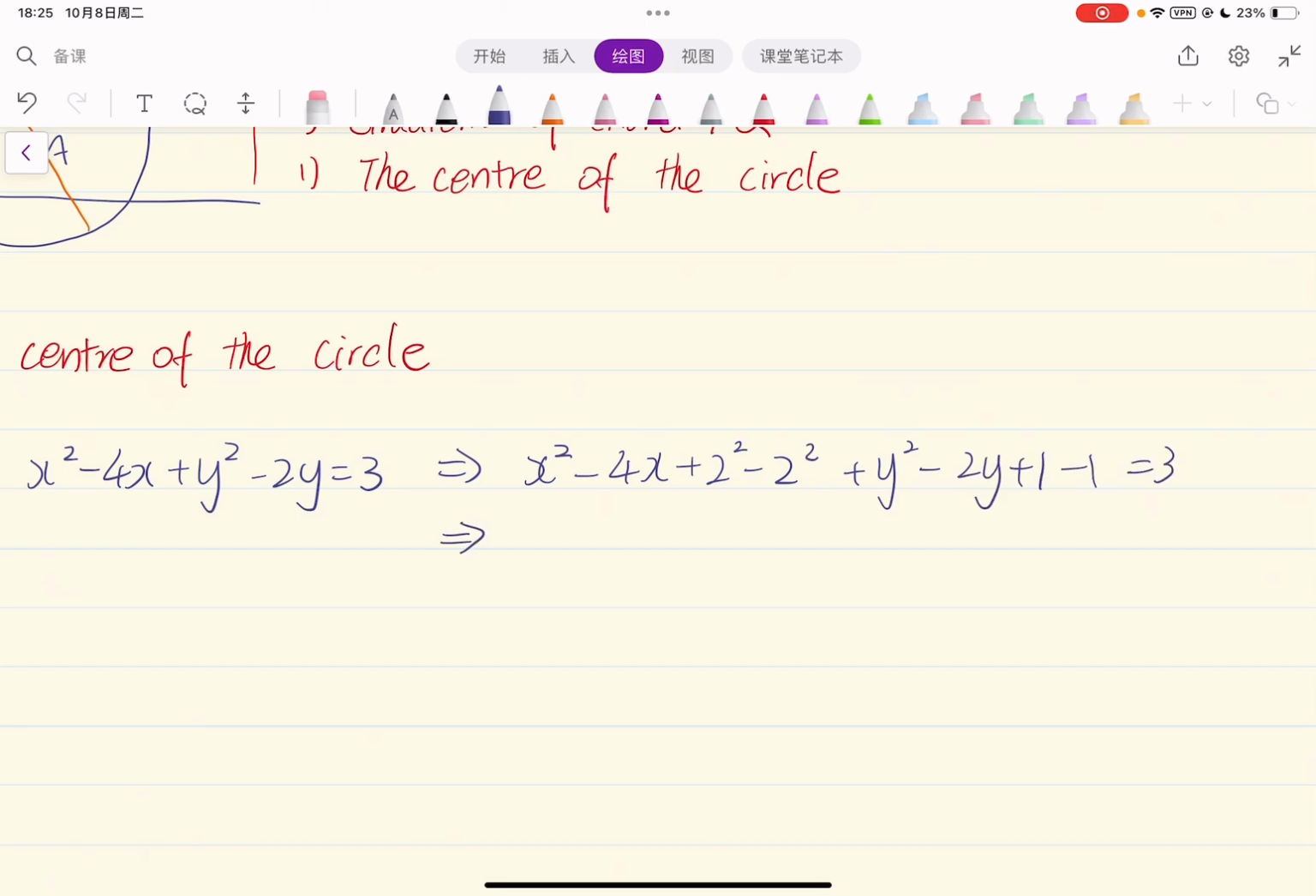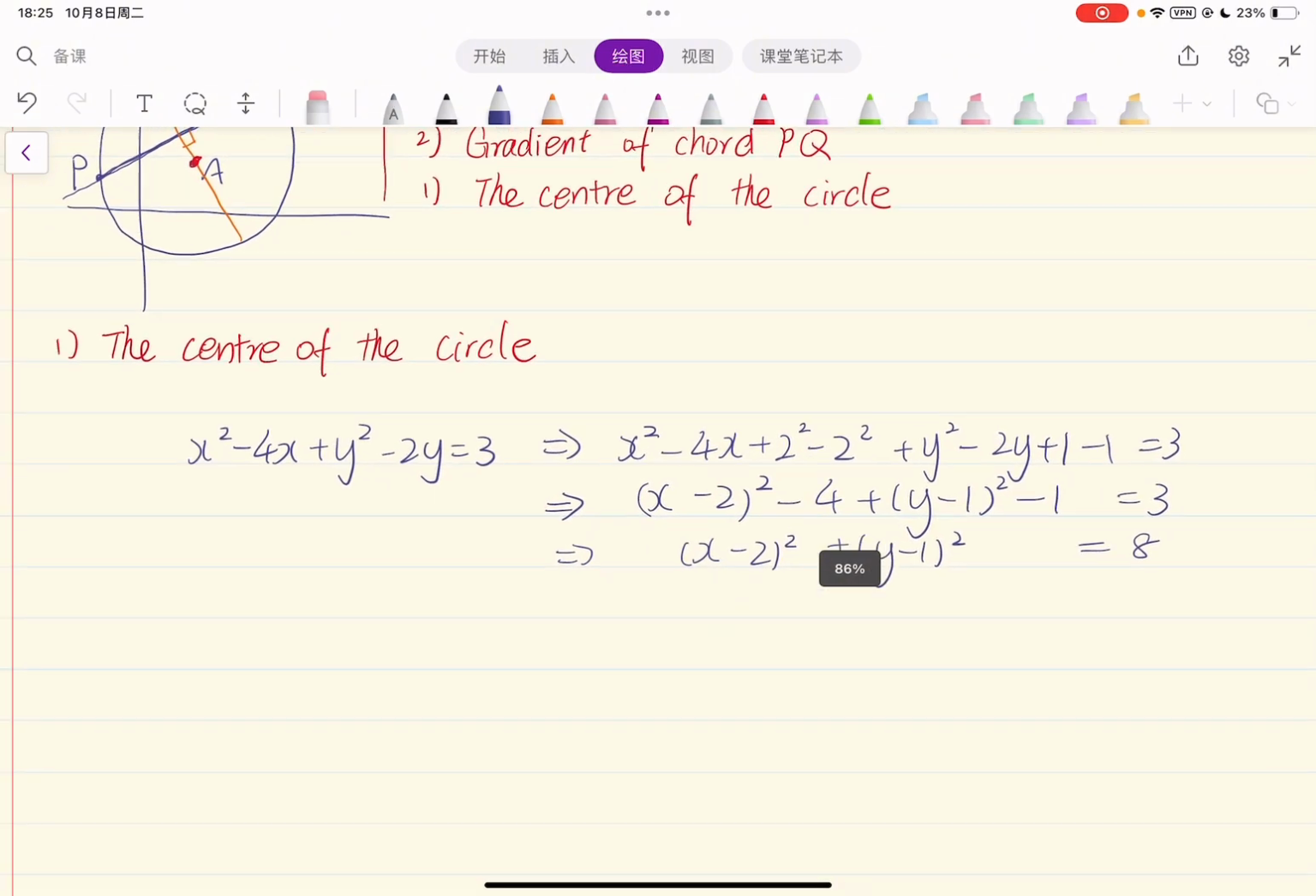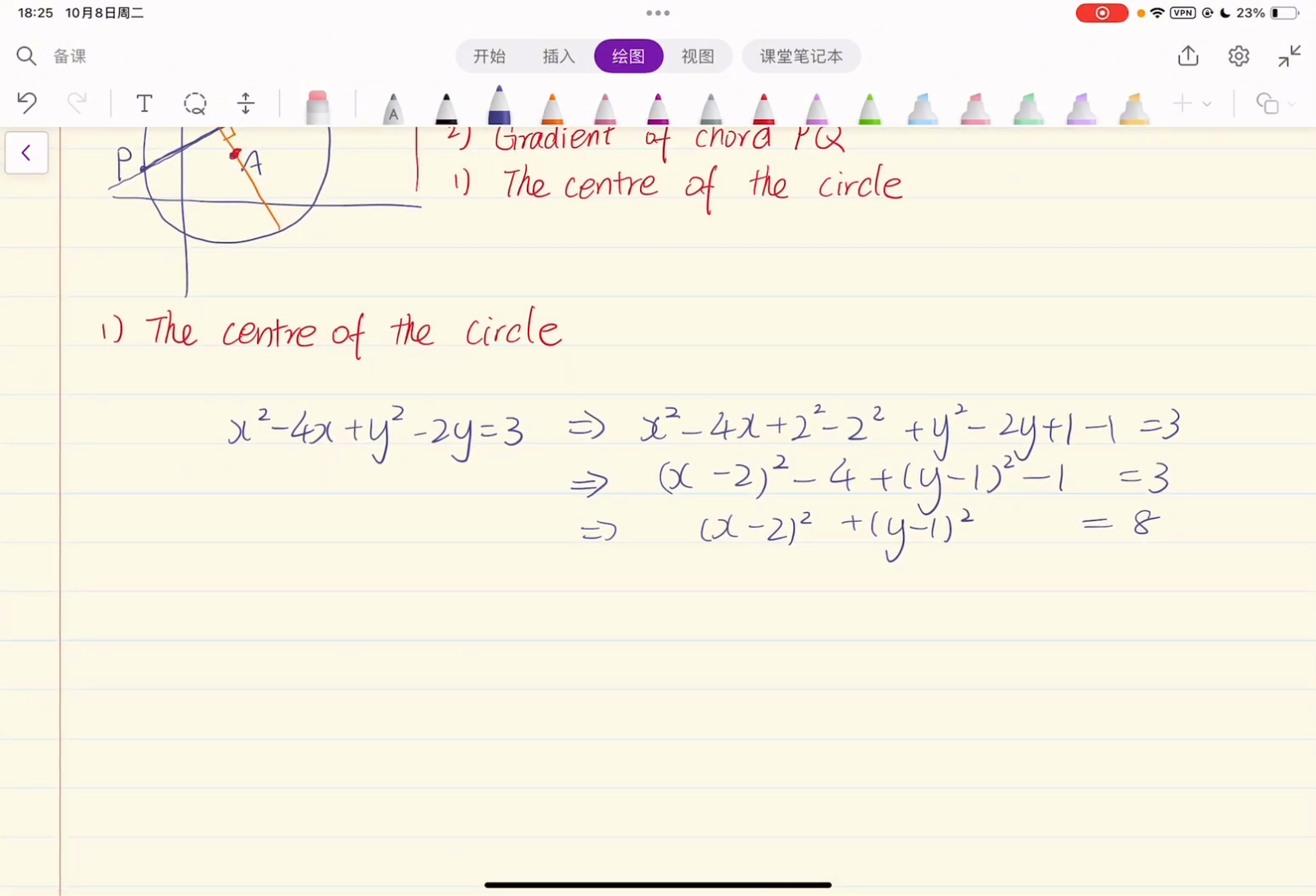And we rearrange that, we have x minus 2 squared minus 4, plus y minus 1 squared minus 1, equals 3. So we have x minus 2 squared plus y minus 1 squared equals 8. Then we can get that the center of the circle is 2, 1.